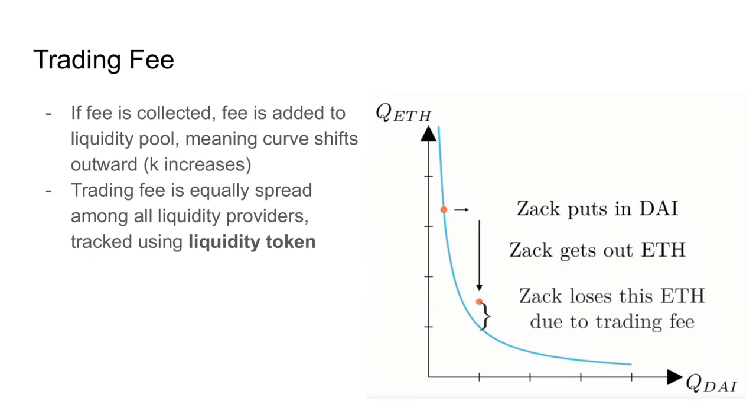So how about trading fees? To incentivize people to deposit assets into the pool in the first place to provide liquidity, we will say that any trades will collect a small trading fee, and this trading fee will be distributed among all liquidity providers in a fair way. So how this happens is that when you trade, let's say Z trades with this liquidity pool, instead of moving the point along the curve, he actually moves the point slightly outward. So the curve actually moves outward. And if the curve moves outward, that means there's more assets being deposited in the pool. And this trading fee will be distributed equally among all liquidity providers.